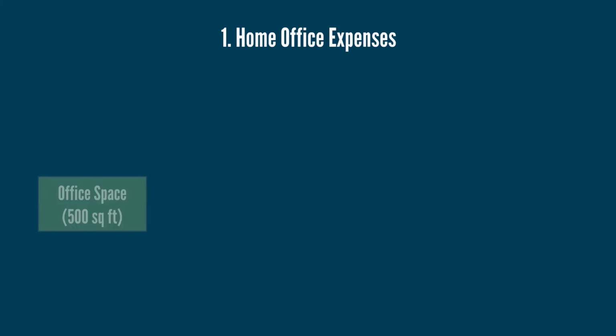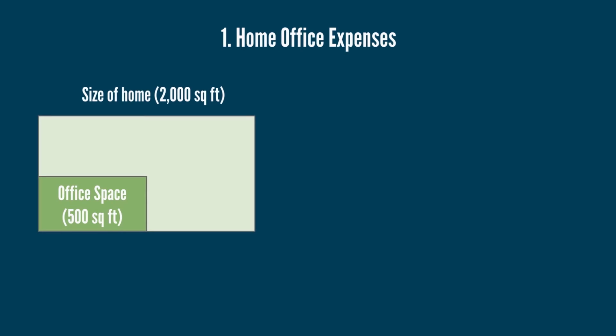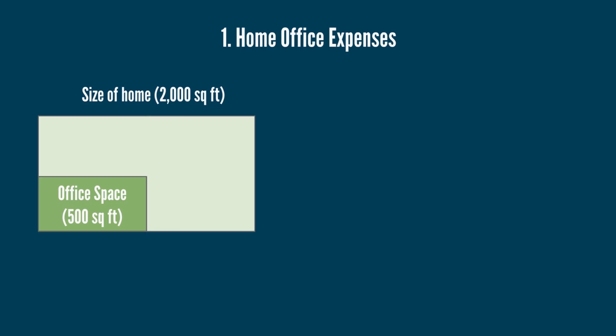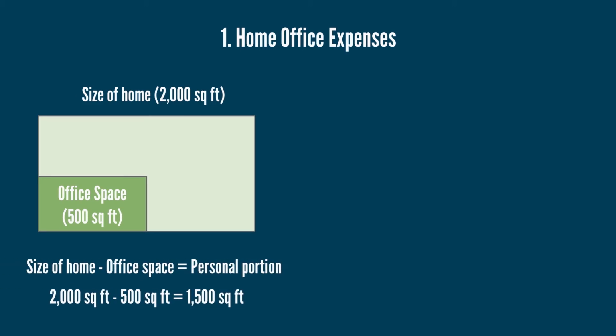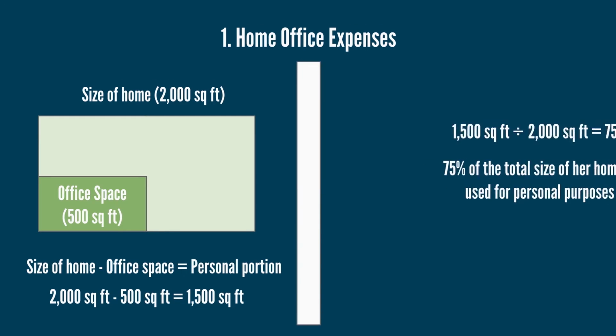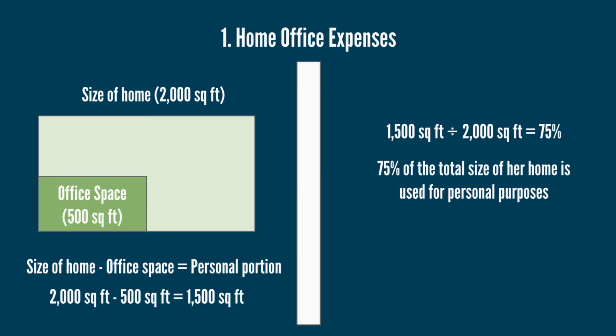$17,400. The total square footage of Miss Oscar's home office is 500, and the total square footage of her entire home is 2,000. This means 75% of her entire home is used for personal purposes. This is calculated as follows. Size of home, 2,000. Subtract office space, 500, equals personal portion square feet of 1,500. 1,500 square feet is 75% of the total size of her home that is used for personal purposes.